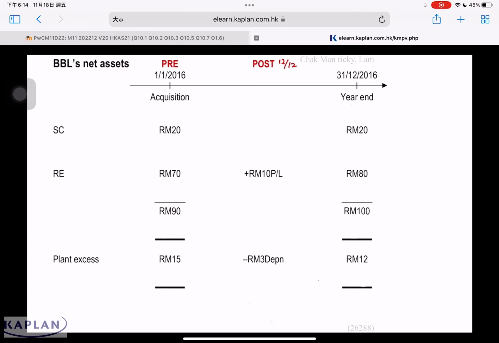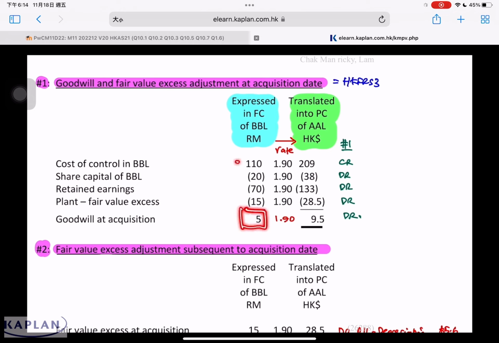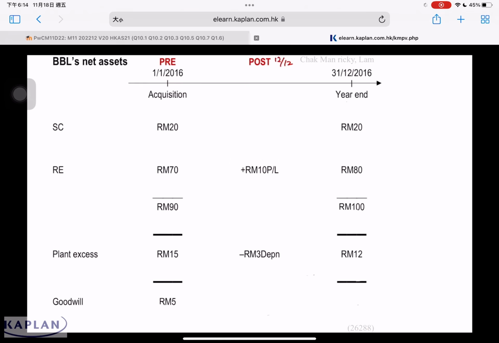And how do we calculate goodwill? The cost of investment is equal to 110. That's the cost minus the total of these two. The goodwill is equal to 5 ringgit. The goodwill is over here. The cost of investment is 110. Share capital 20, retained earnings 70, plant assets 15. The fair value of assets is equal to 105, minus equals goodwill. For this question, there's an impairment of goodwill of 2 ringgit. At the year end, the goodwill is equal to 3 ringgit. This is the figure that we discussed earlier on.